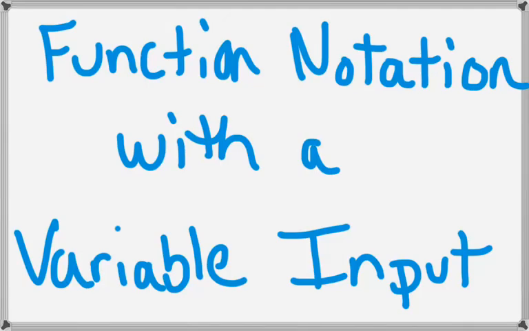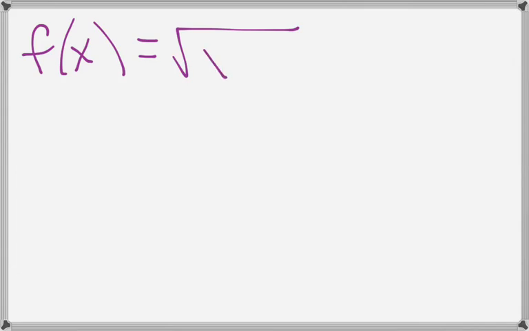In this video, we're going to discuss how to evaluate a function when the input has a variable. So suppose we have a function like the square root of x plus 1. We'll just keep it really simple.